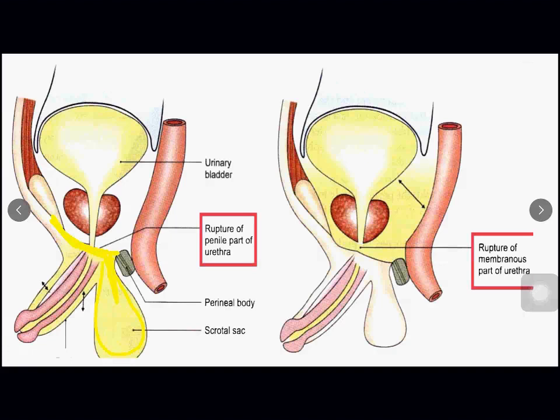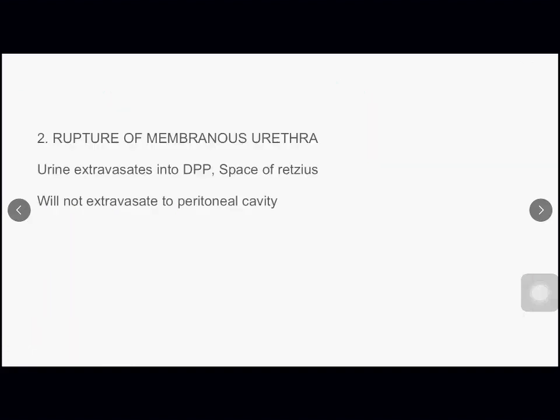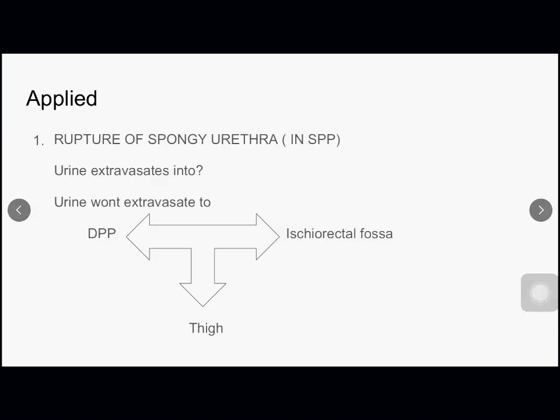So it will be filling the entire scrotal sac. It will be filling your penis, and it is also continuous to the anterior abdominal wall. So the urine will be extravasating into all these layers. But urine will not extravasate into the deep perineal pouch. Why will it not go to the deep perineal pouch? Because you have the strong, tough perineal membrane which is separating the superficial perineal pouch and the deep perineal pouch. So it will not go into the deep perineal pouch.